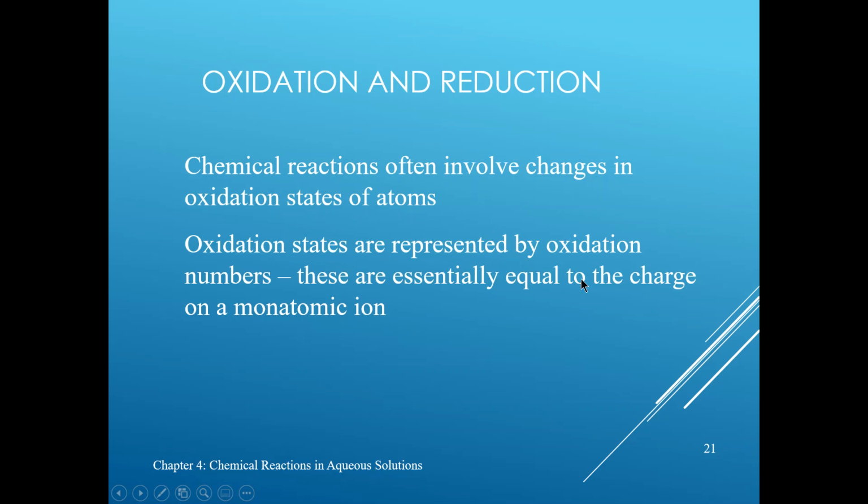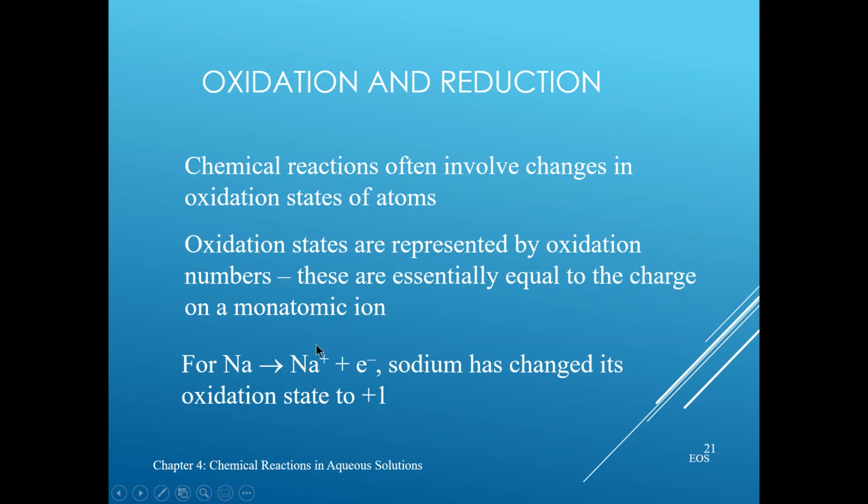These states are represented by what we call oxidation numbers, which are essentially equal to the charge on a monoatomic ion. As you're going to see shortly, there are some rules for determining the oxidation numbers of different atoms in a molecule or ion. For example, sodium can lose one electron to form the sodium ion. So for this sodium ion, the oxidation state is going to be +1, whereas before it was 0. That is true for any monatomic ion: the charge on the ion is equal to the oxidation number.